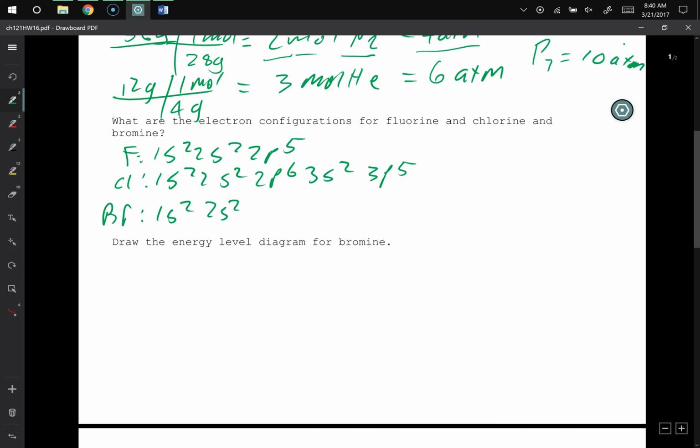1s2, 2s2, 2p6, 3s2, 3p6, 4s2, 3d10, 4p5.